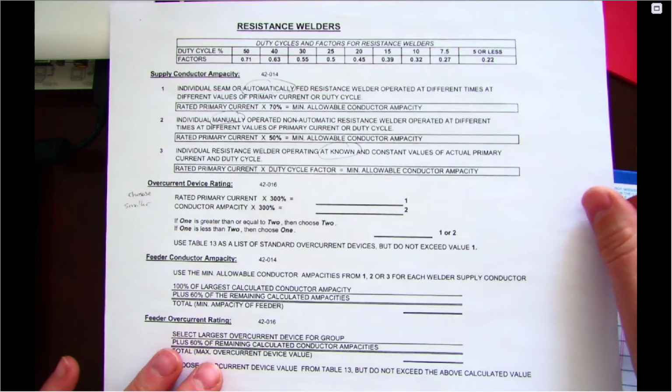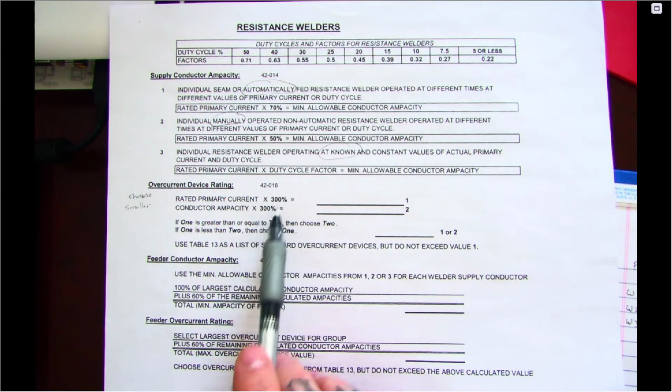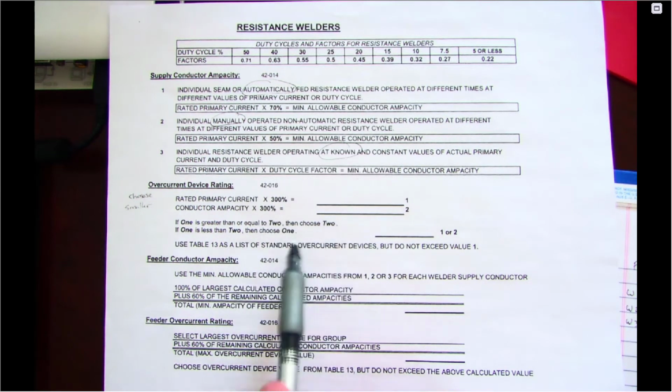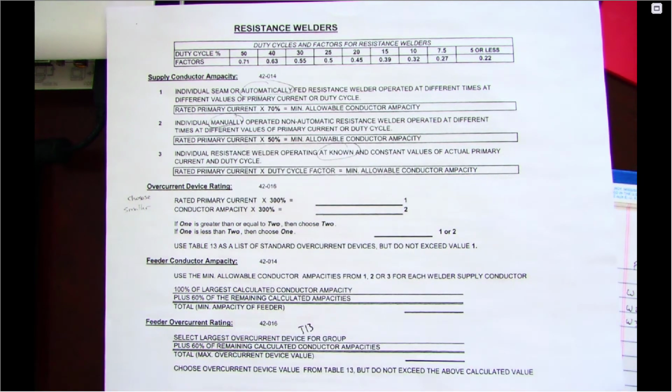So if we look at this little sheet here, just in case you wanted to use this again, here is where we're deciding the overcurrent device for each individual. Again, we're going to times them by 3 because it's 300%. We're going to choose the lowest again. When we did the feeder conductor, well, that example I just did, we take 100% of the largest calculated, plus 60% of the remaining calculated. Then for the feeder overcurrent, which is what we're going to do next here, we select the largest overcurrent device. Again, that's from Table 13. And then 60% of the remaining calculated conductor ampacities. And then we're going to get our total.